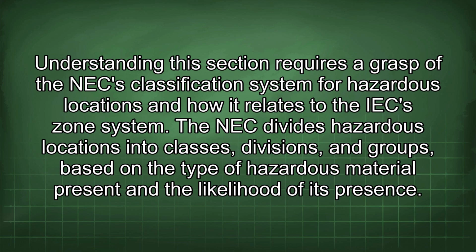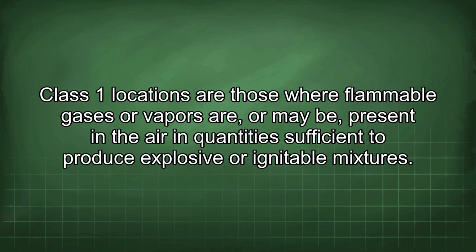Understanding this section requires a grasp of the NEC classification system for hazardous locations and how it relates to the IEC Zone system. The NEC divides hazardous locations into classes, divisions, and groups, based on the type of hazardous material present and the likelihood of its presence. Class 1 locations are those where flammable gases or vapors are, or may be, present in the air in quantity sufficient to produce explosive or ignitable mixtures.